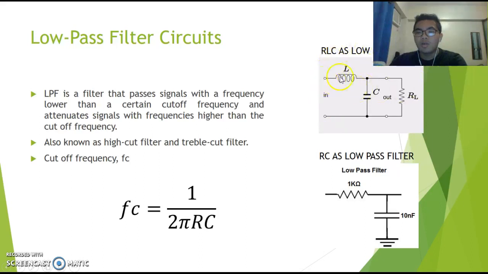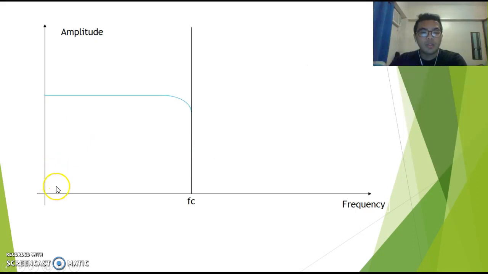As you can see, we have an RLC circuit right here, set up as a low-pass filter. We also have an RC circuit here as an example of a low-pass filter. It is shown in the graph of the amplitude versus frequency. We will have the cutoff frequency right here, and this will be the signal. As you can see, the amplitude gets lower because it attenuates the signals that pass through the cutoff frequency. Anything that is higher than the cutoff frequency will be attenuated.